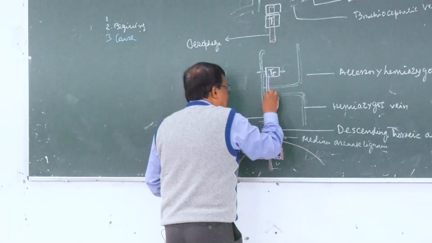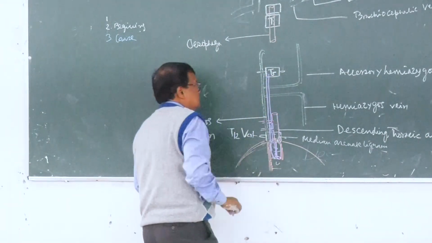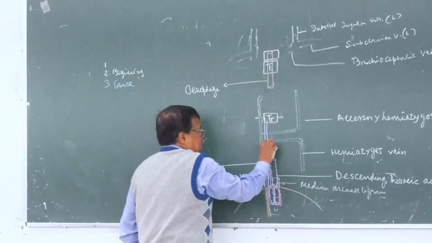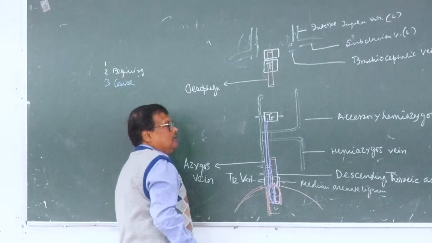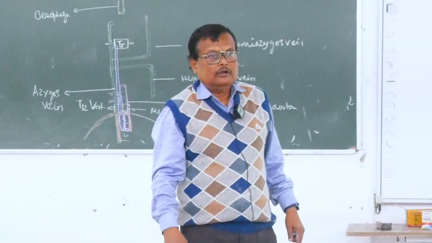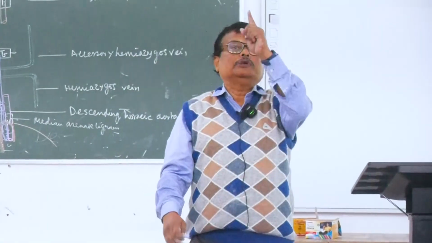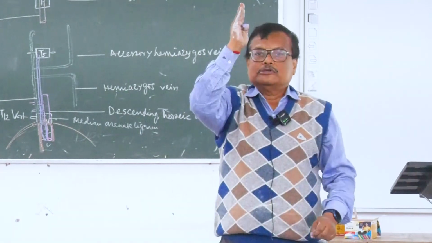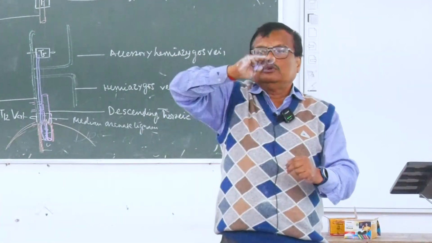On the right side of the vertebra, on the right side, this is the midline. So on the right side of the vertebral body and intervertebral disc from T12 to T5. It goes upwards, so from T12 to T5.